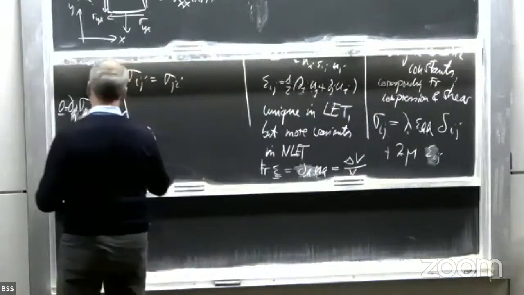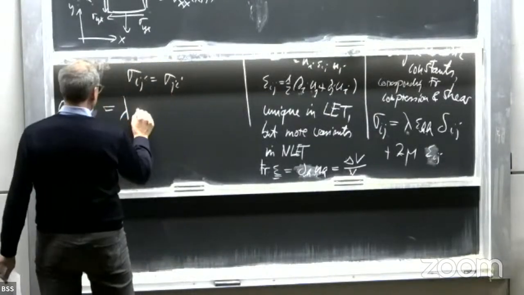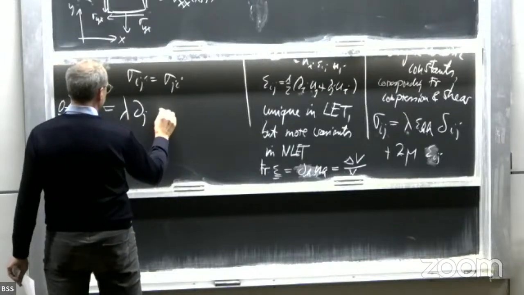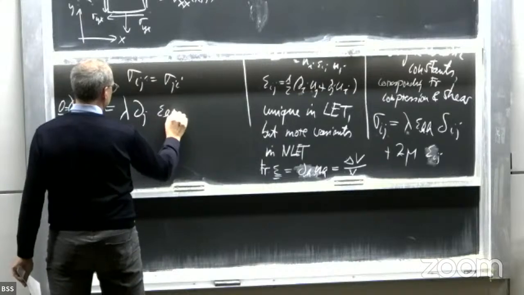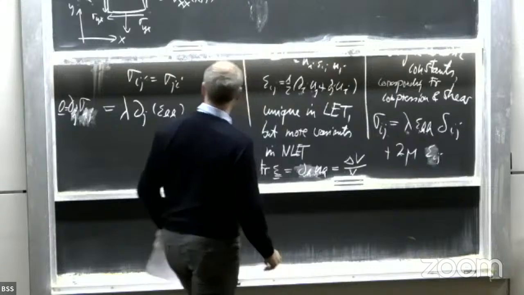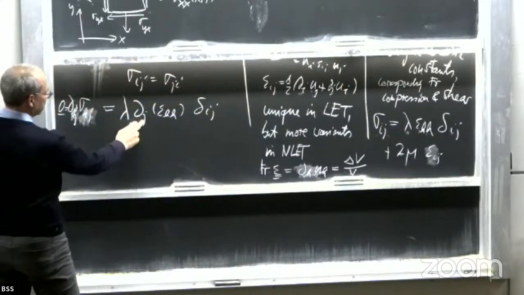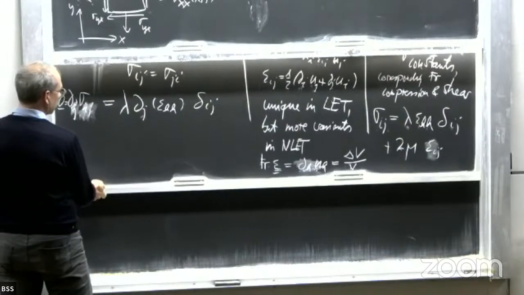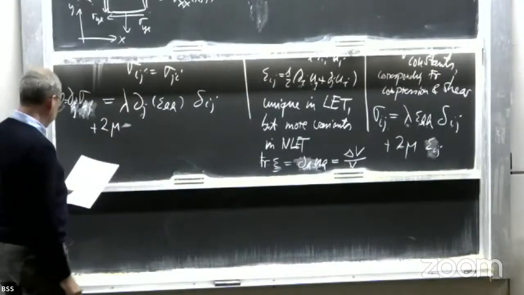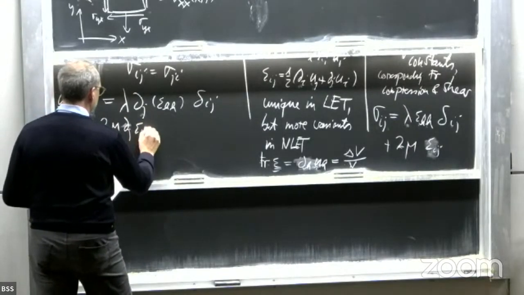Then I have the, yeah, so let me write it slowly. So I have this derivative here. Then I have the epsilon kk. So this is the trace here. And I have the Kronecker delta. Okay. And this means that I can immediately replace this by i. Then I have 2 mu times dj epsilon ij.